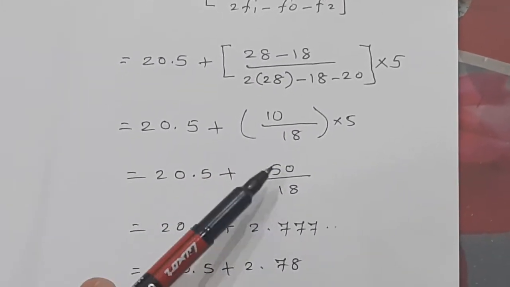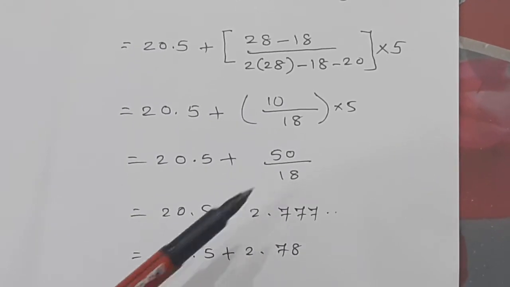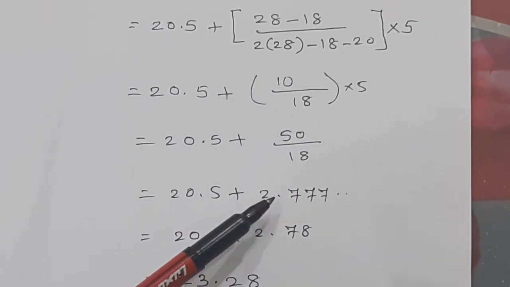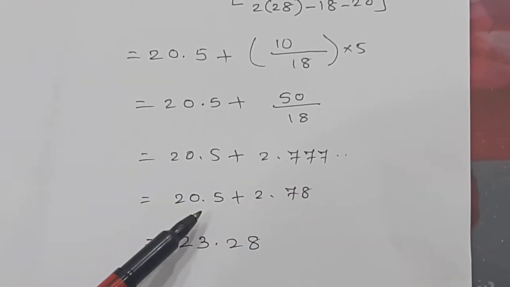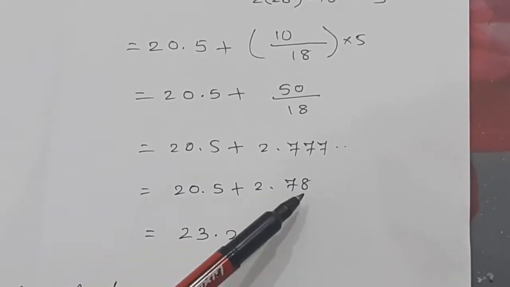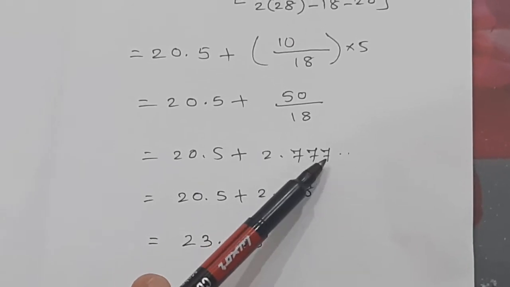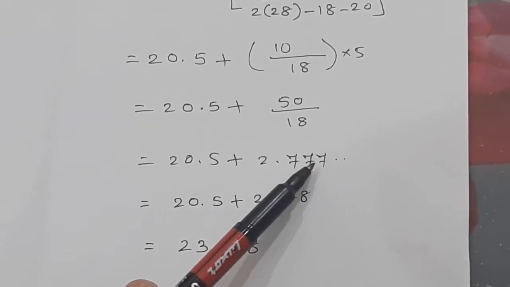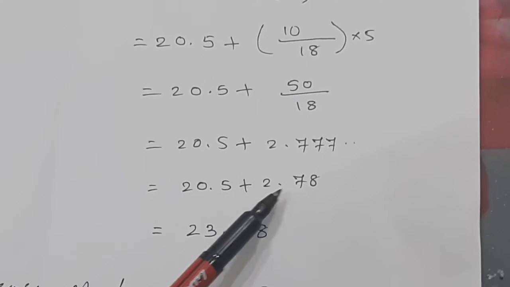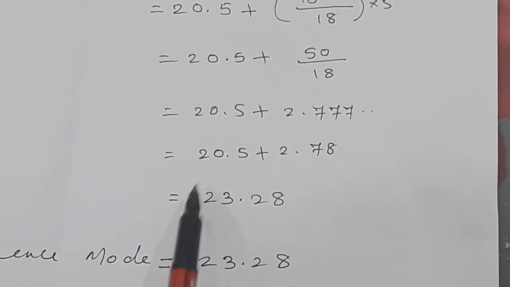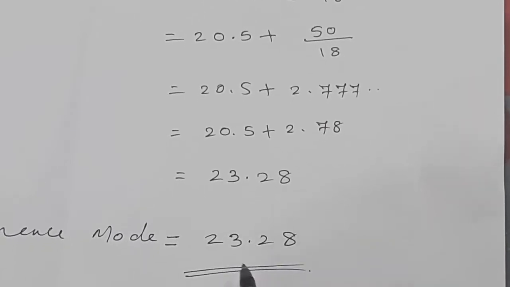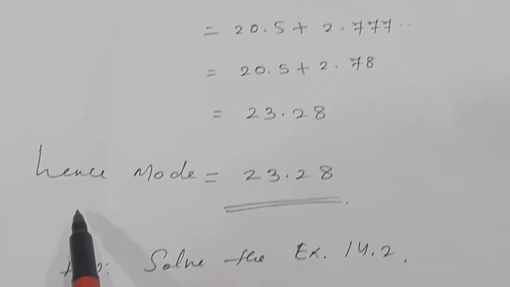50 upon 18. Divide 50 by 18. You get the answer 2.777, 7 is recurring here. So 20.5 as it is, and we are taking up to 2 digits. So third digit is 7, add 1 to the second digit. 2.78. Round it up to 2 digits. Add this, so 23.28 is your mode.